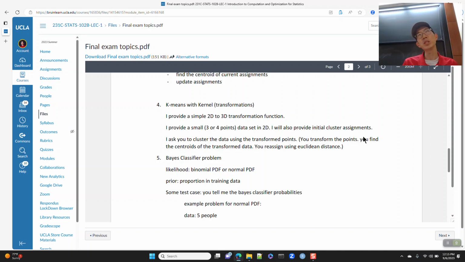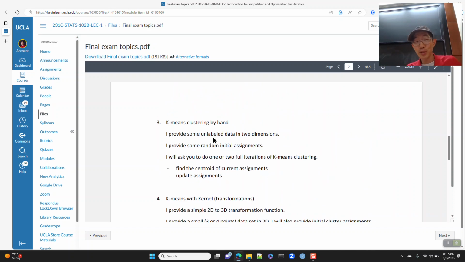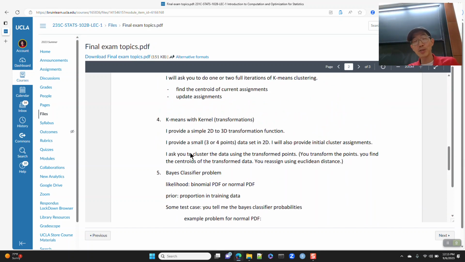Once the data is in 3D, it becomes a little more tedious to calculate distances and reassign points to centroids, so I won't ask you to do more than 1 iteration. If you can do 2 iterations up here, you can do 2 iterations down here, but I'm only going to ask you to do 1 just because it gets more tedious. But that will be k-means with a kernel function.